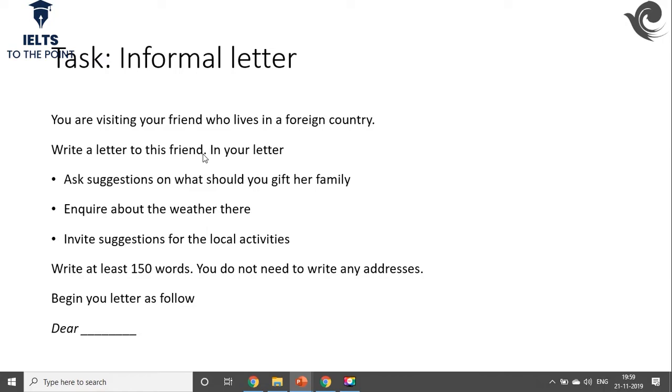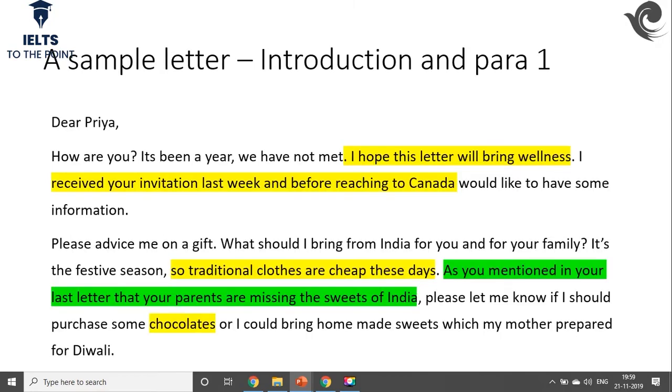This is a clear-cut informal letter because you are writing to your friends. Again, I am going to read and we are going to analyze one sample letter by the previous students, and then we will see how can we correct it. Alright, so here is one sample letter.